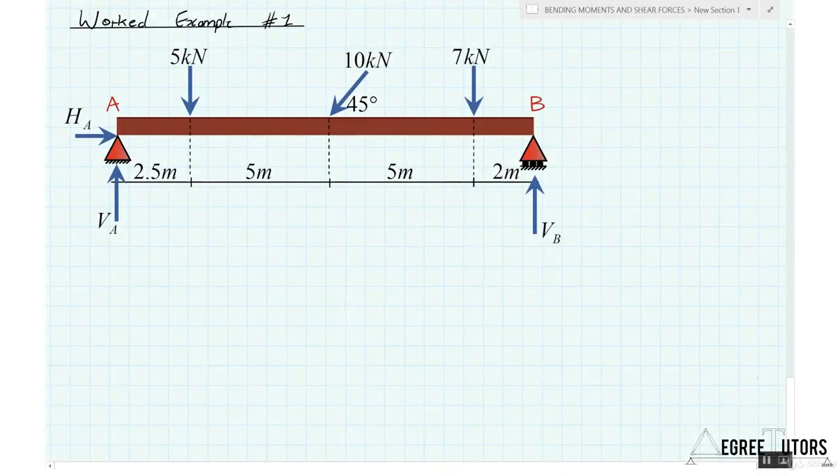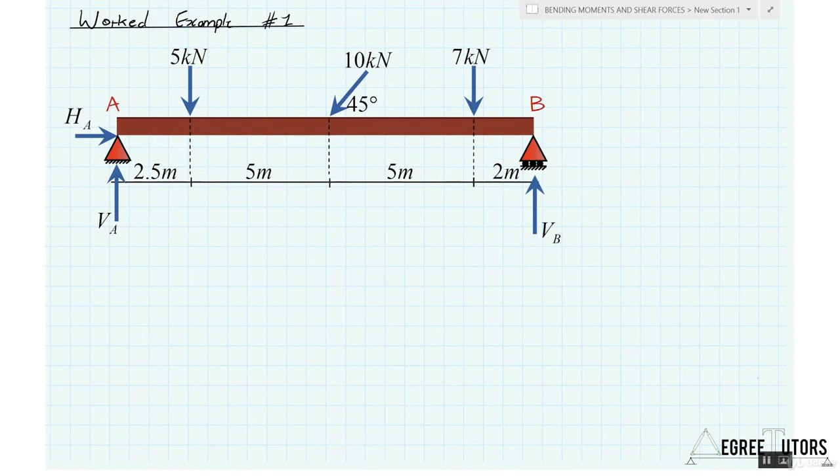Okay, so in this first worked example, we're going to analyze this fairly straightforward beam. We have what's referred to as a simply supported beam, with a pin support on the left at point A and a roller support on the right at point B. We want to determine the reactions. We've got some point loads on the structure: 2 vertical and 1 inclined at an angle of 45 degrees.